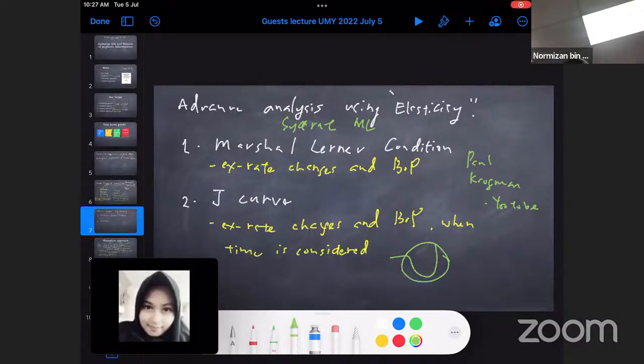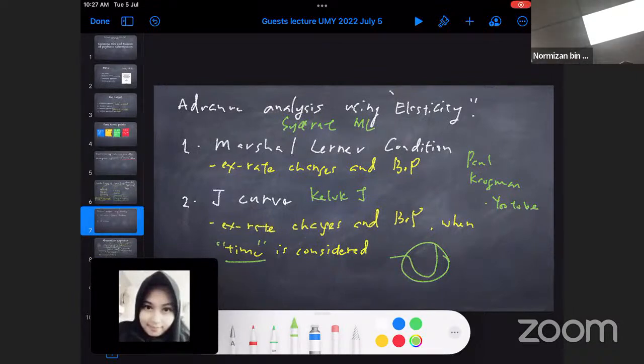Okay. So yang kedua adalah J curve. Okay, J curve, keluk J. Kenapa dinamakan keluk J ini? Kerana apabila kita mengambil kira masa dalam efek exchange rate kepada balance of payment, iaitu exchange rate kepada trade tadilah. Okay. So bila satu-satu mata wang jatuh contohnya, sepatutnya bila mata wang jatuh kita akan mengurangkan import kita kan. Okay, akan menambahkan ekspor. Jadi current account akan lebih baiklah.